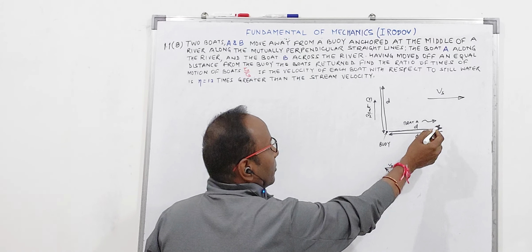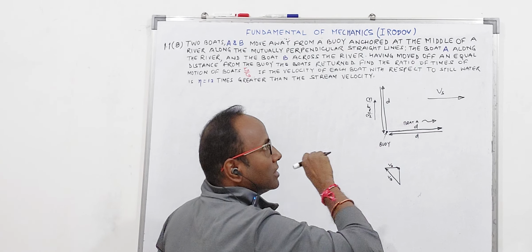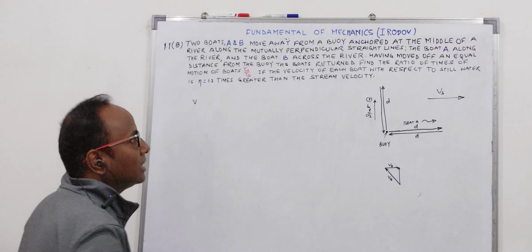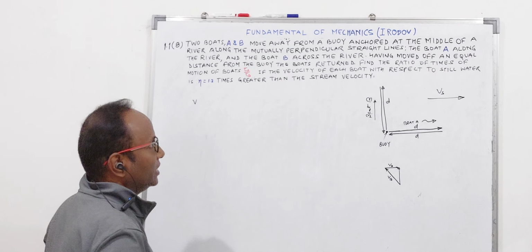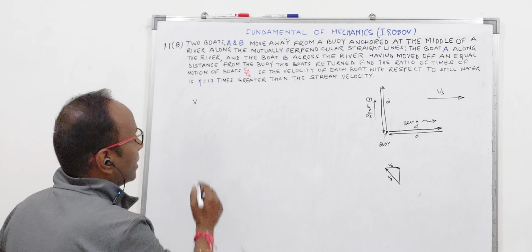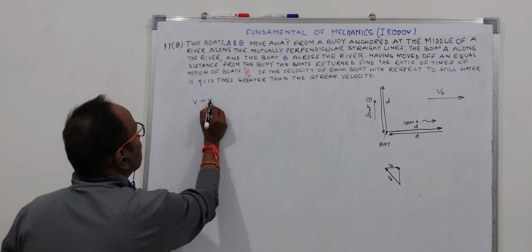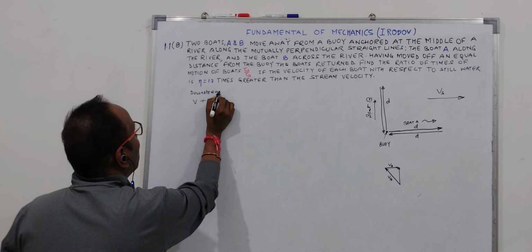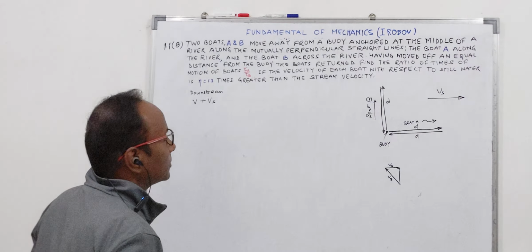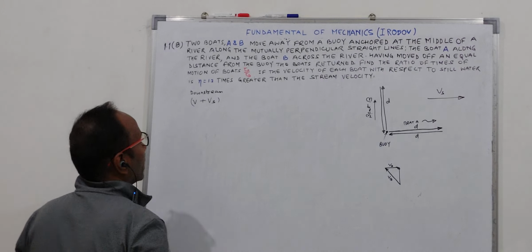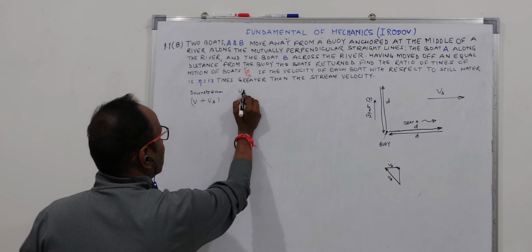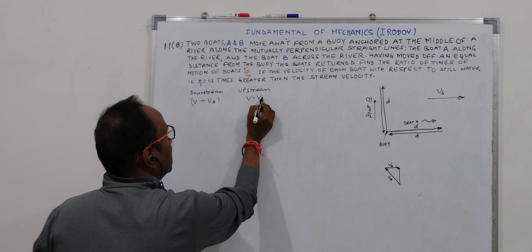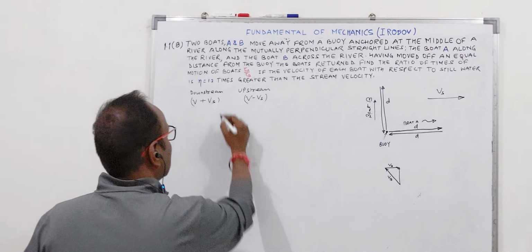For boat A, first it is going downstream, means along the stream. So what will be the speed of the boat? If we say the speed of the boat is V in still water, then its speed while going downstream is V plus Vs, and upstream when it comes back is V minus Vs, right?